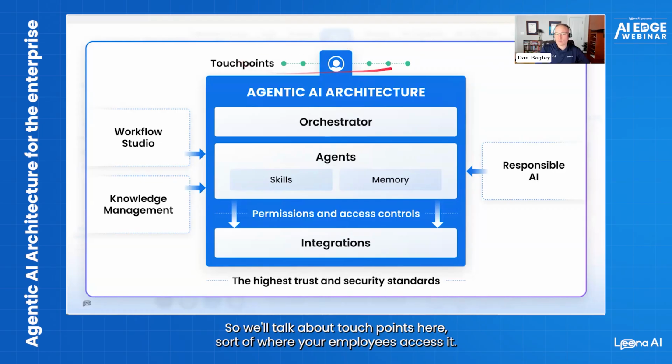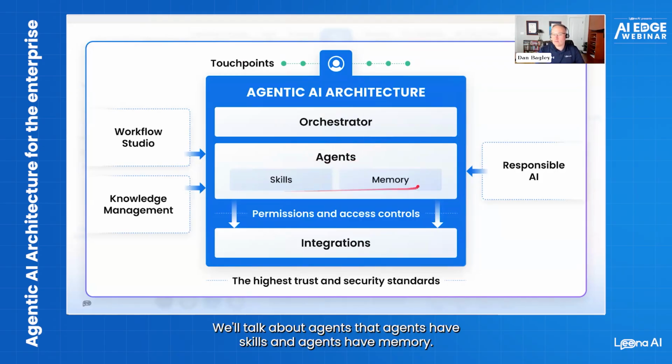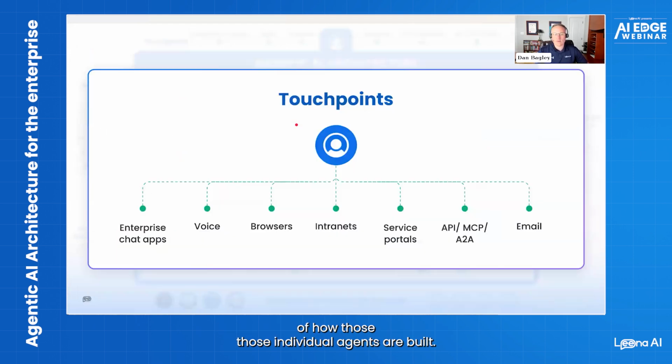So we'll talk about touch points, where your employees access it. We'll talk about orchestration, how the core orchestrator can break down individual requests. We'll talk about agents, that agents have skills and agents have memory. And we'll talk about integrations and how those agents can take action on my behalf. And then we'll talk about the supporting capabilities of how those individual agents are built.